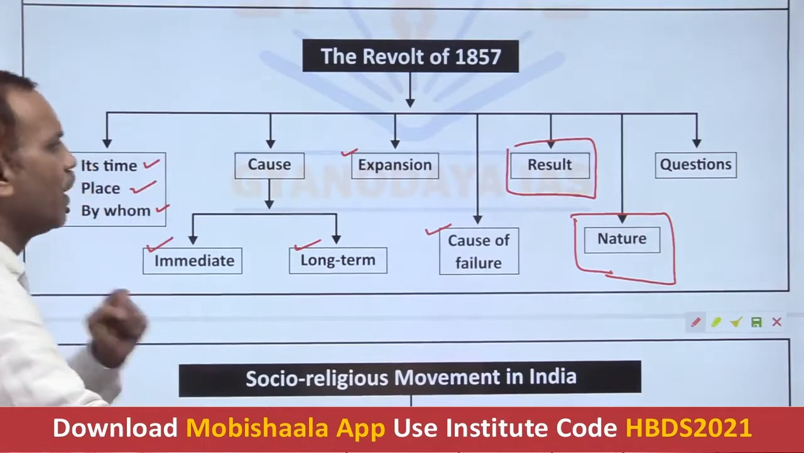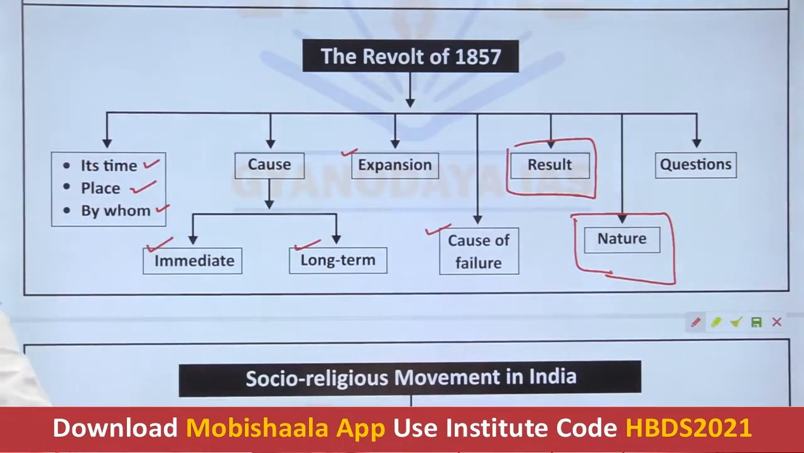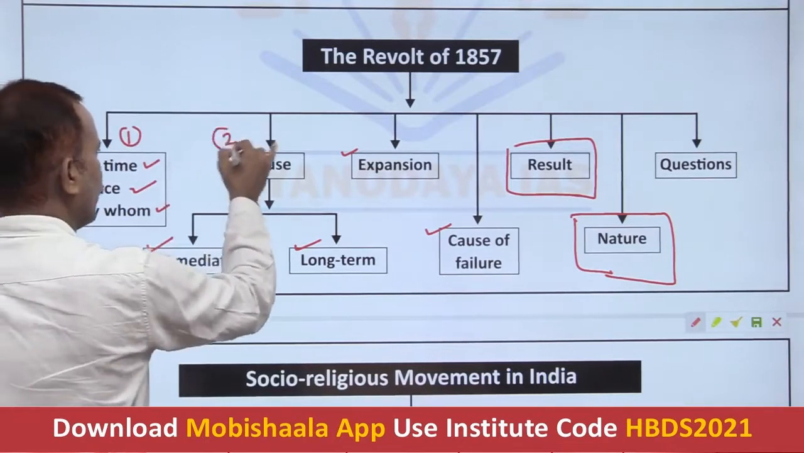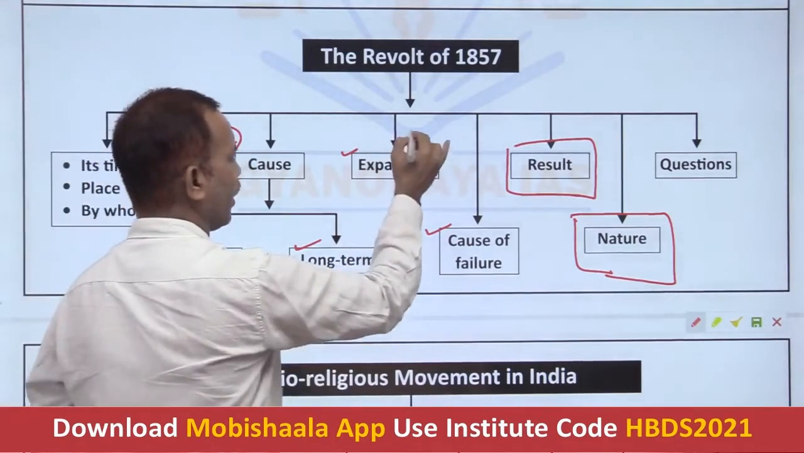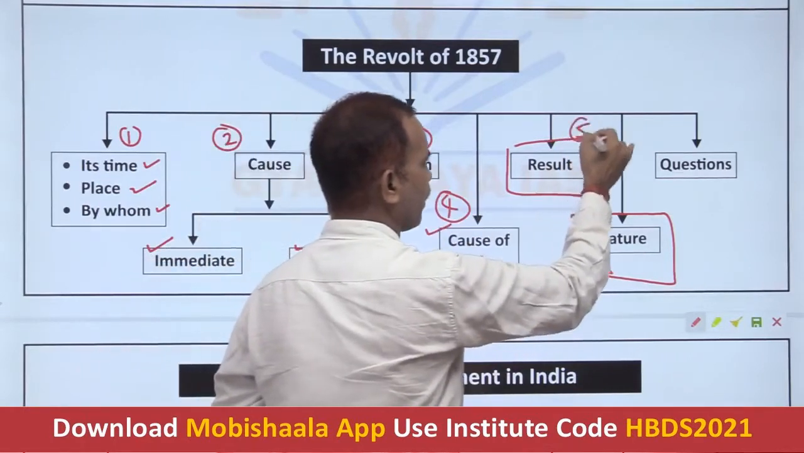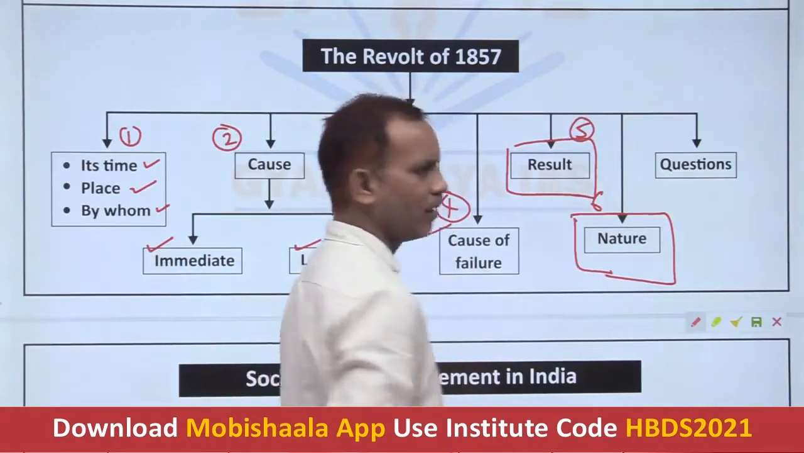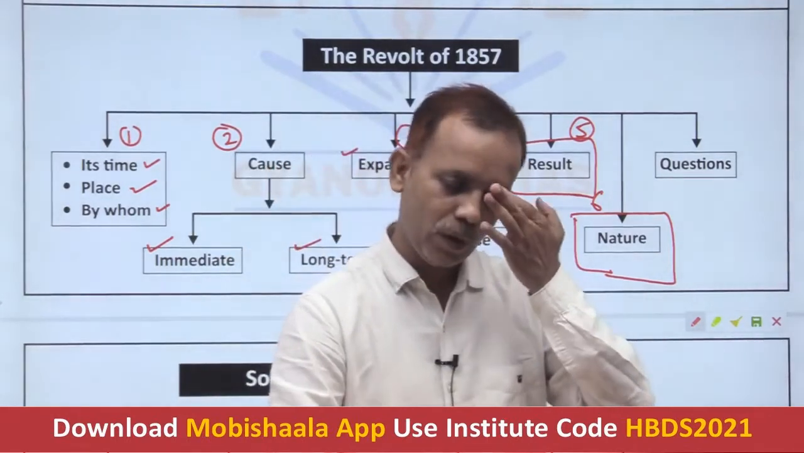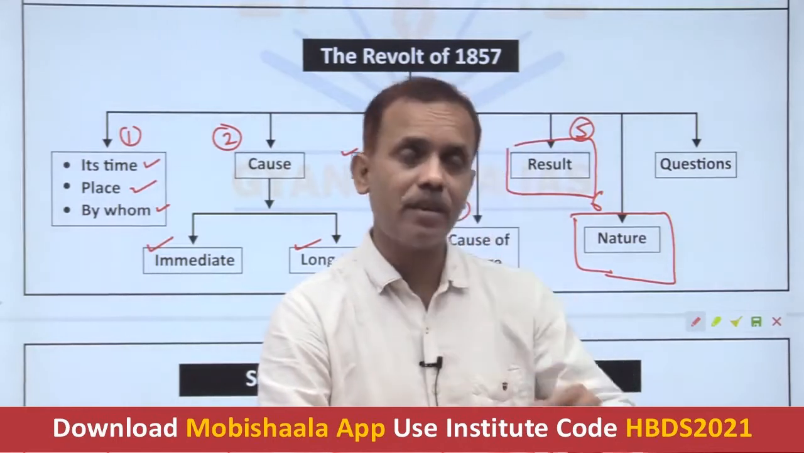It means the total points of this topic are 1, 2, 3, 4, 5, 6. It means we have 6 points to be discussed. So let us discuss one by one.